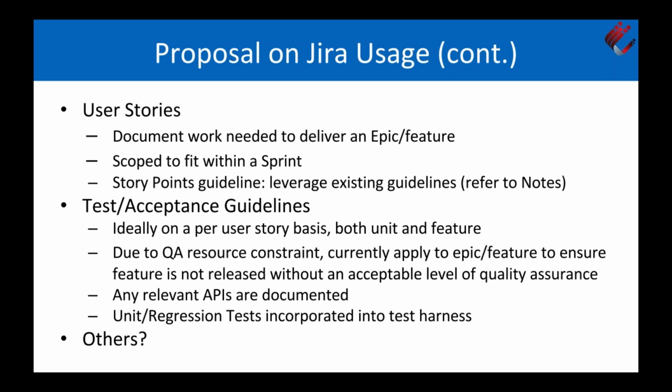User stories would essentially be the same. User stories would document all the work, except that the user stories associated with an epic would be focused around delivering a feature. User stories are intended to be scoped to fit within the sprint, following the story point guidelines. They refer to notes, which you don't see here, but it's essentially what's listed in terms of how many story points it takes to do something. I think 5 story points is a week.